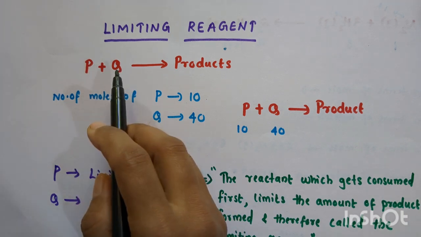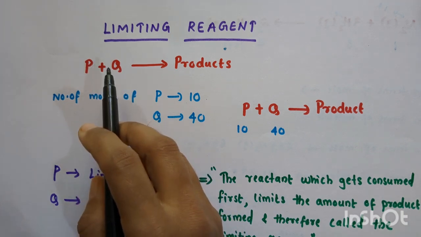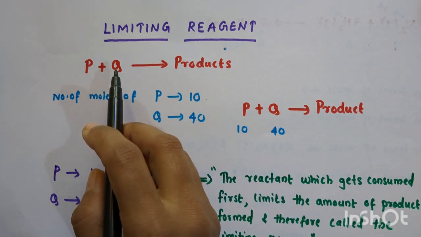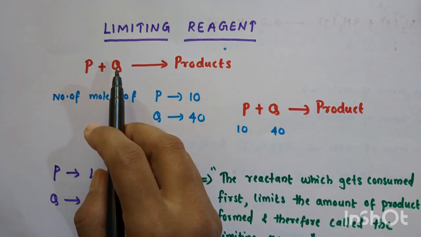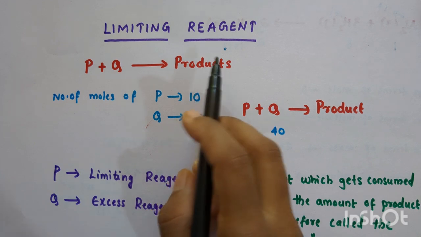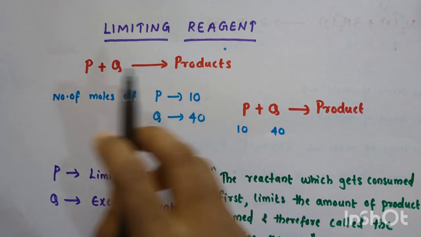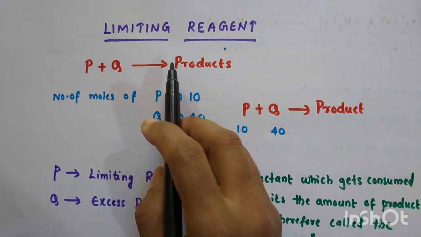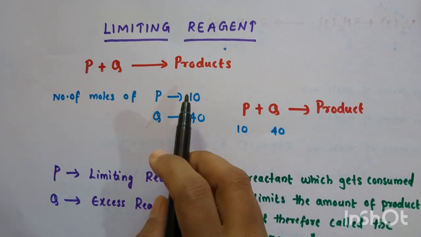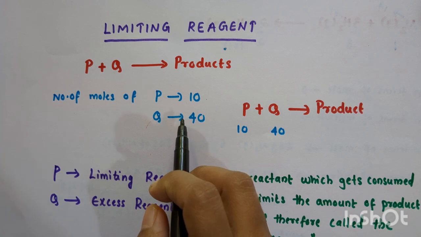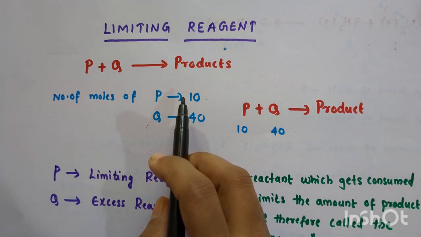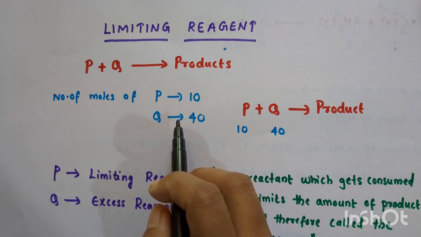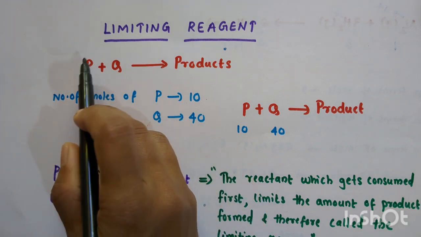Suppose P and Q are in general two reactants. They react and give some product. That is, P plus Q react and give some product. Suppose this equation is a balanced chemical equation, and suppose the given moles of P and Q are 10 and 40 respectively. That is, the number of moles of P is equal to 10 and the number of moles of Q is equal to 40. Now, what about the coefficient of P here?